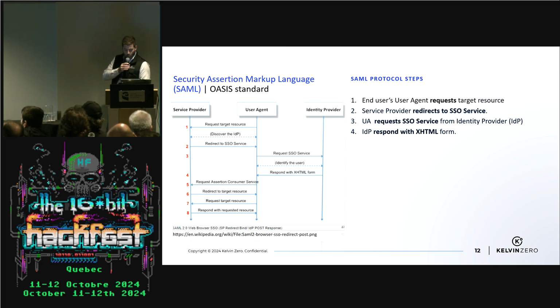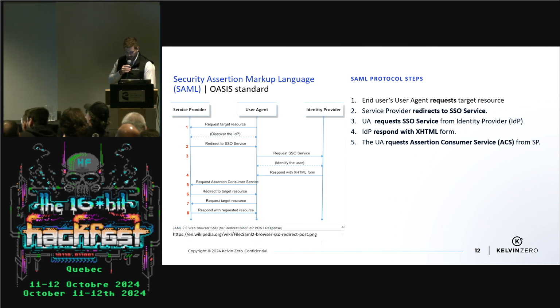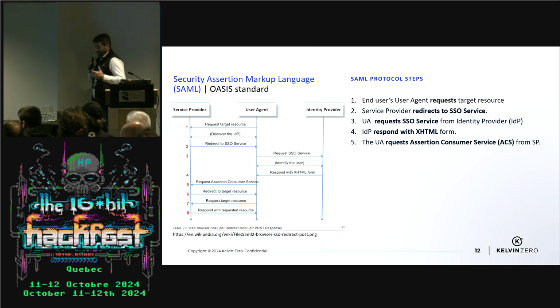And so it's way more than just your username combined with a credential. So you identify the user, and from there, it responds with an XHTML form. And this allows the user agent to then request an assertion consumer service from the service provider. So that's what we'll get into. I'll give an example quite quickly. And then from there, you're redirected to the target resource, which is originally where you were trying to go.